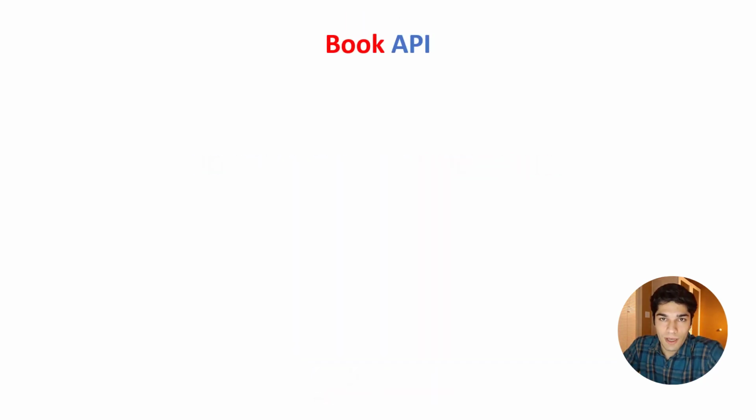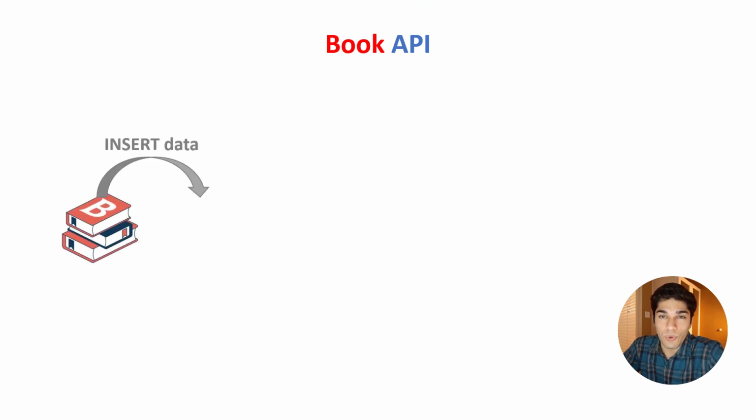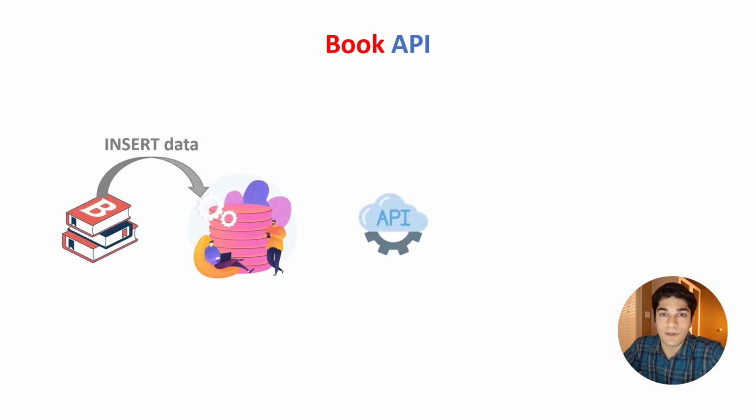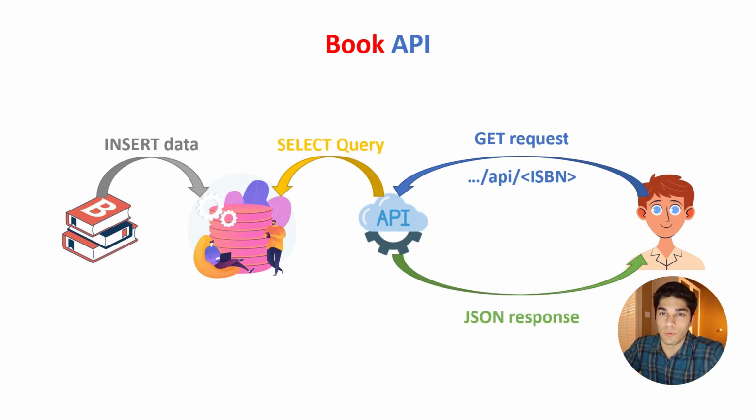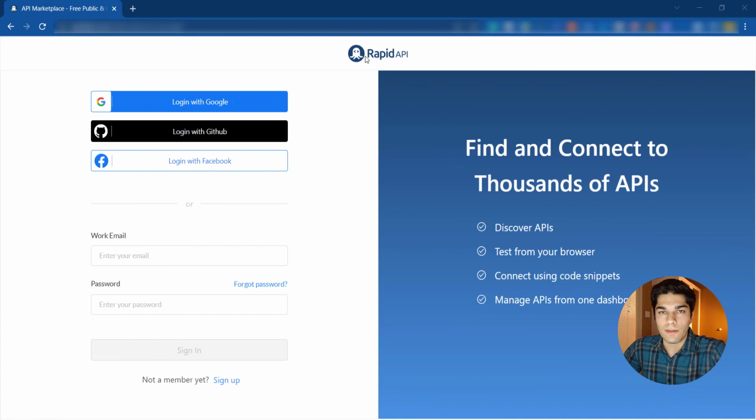In our API, users will be able to query for book details and book reviews. They will make a GET request to our API's ISBN route, and our API will return a JSON response containing the book's data. Alright, now let's sign up for RapidAPI.